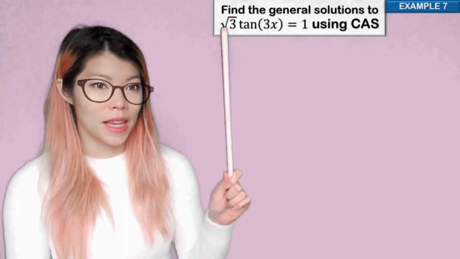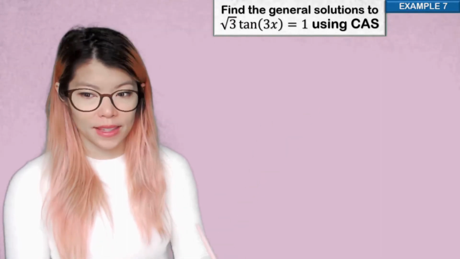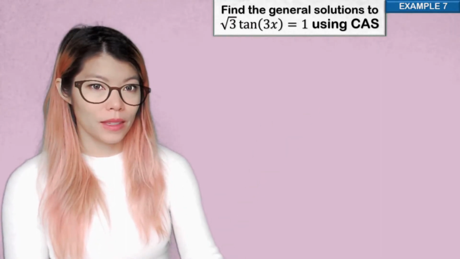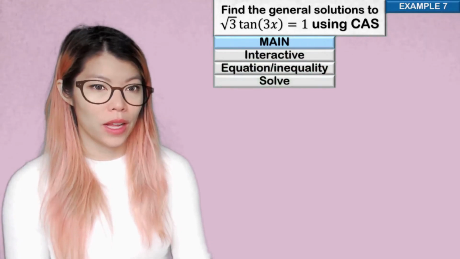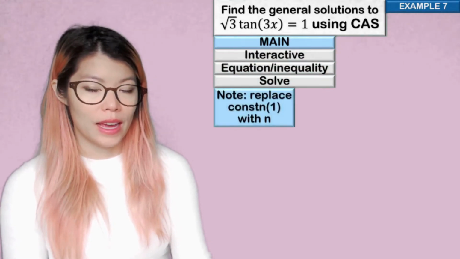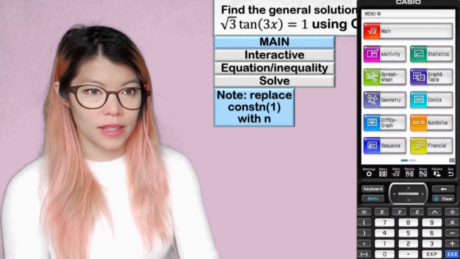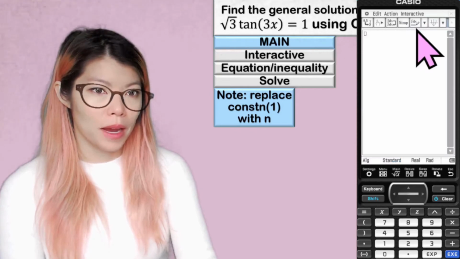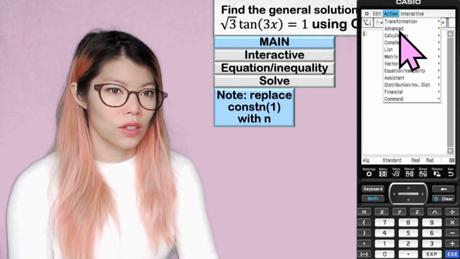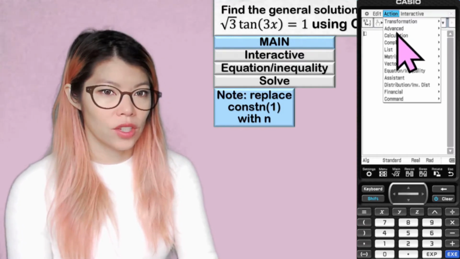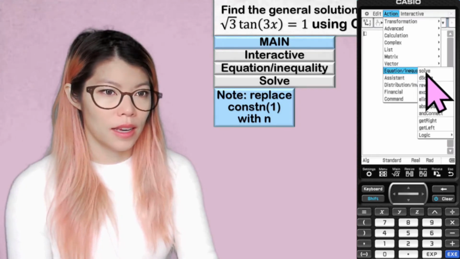And lastly, example 7, let's do the same question for the general solution, and this time using the CAS. So we're going to use main, interactive, equation inequality, solve, and we're going to replace something. Let me show you so that you're clear with this, it's a little bit confusing. So main, sometimes I use interactive, sometimes I use action, so you can use either. I like action. So action, equation inequality, and solve.